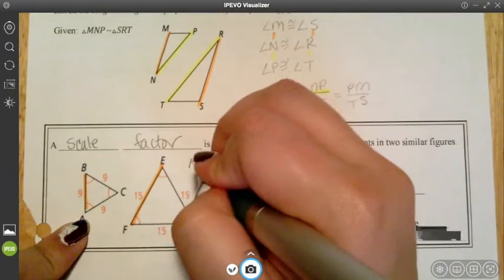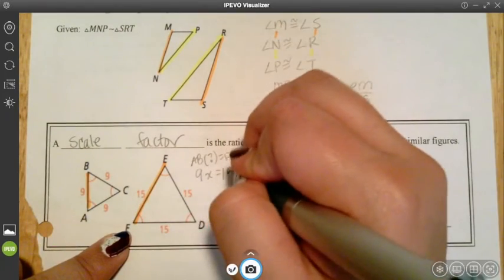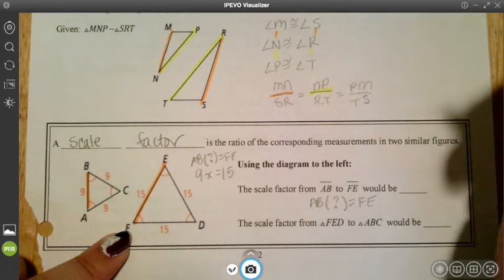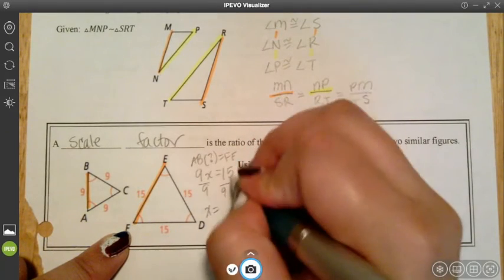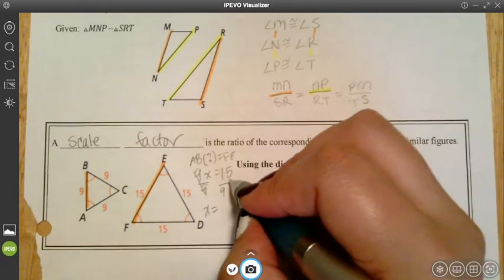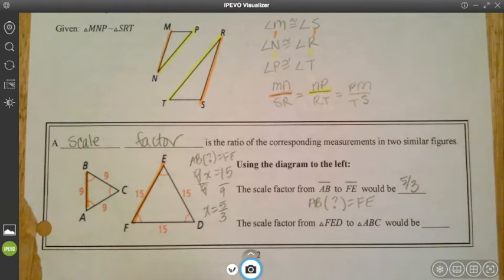Well, AB is 9. I don't know what I need to multiply it by in order to get 15. So X will be my scale factor. Divide both sides by 9. Simplifying my fraction here, I can simplify by 3, so I get 5/3.